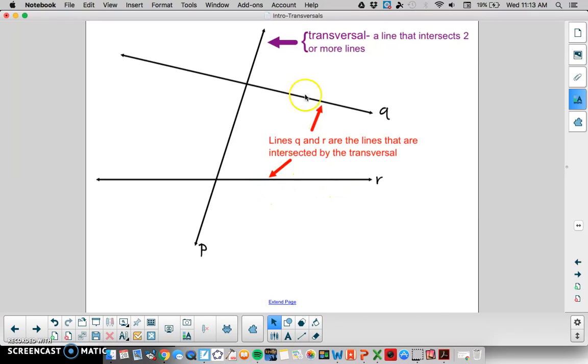Lines R and Q are not transversals in this picture because line Q only intersects line P. Line R only intersects line P. It does not intersect two or more. Line P intersects both of those lines, and we can call it a transversal.